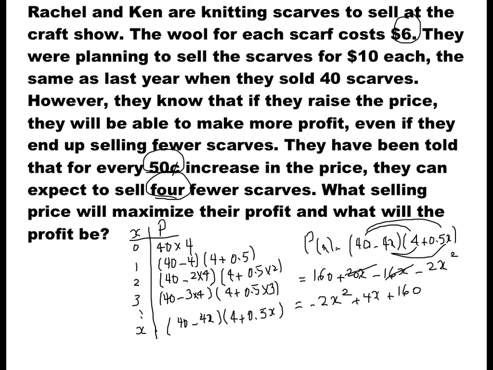Just by looking at this profit equation, you can see that the leading coefficient is negative 2, so the parabola opens downward. This means the vertex is a maximum, which is what the question required us to find: maximize. Now, to find the coordinates of the vertex, we can use partial factoring, completing the square, or the shortcut. Probably the easiest way is using the shortcut.